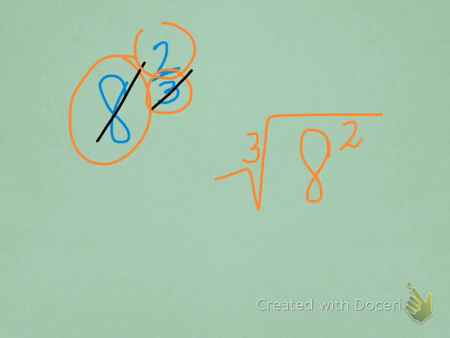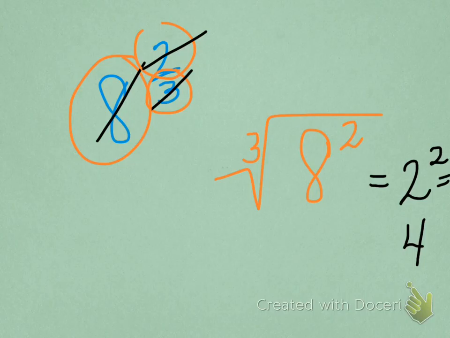That's going there. Now I'm finished simplifying all of those values to give me the rational exponent in square root form. So if I were to calculate this, I could say this is the cubed root of 8 squared, which is 2 squared, which is 4.